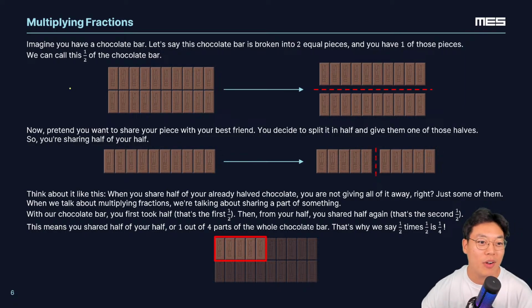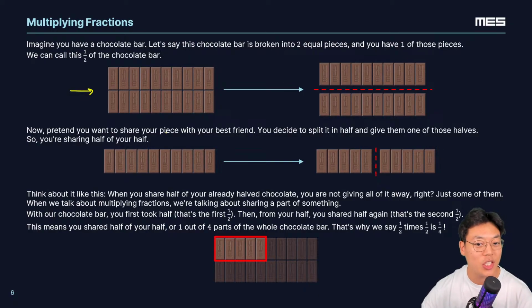Imagine you have a chocolate bar. Here's said chocolate bar. Let's say this chocolate bar is broken into 2 pieces. So you can see here we broke it into 2 pieces, shown by this red dotted line. And you have one of those pieces. We call that half of the chocolate bar. One of 2 pieces within the whole.